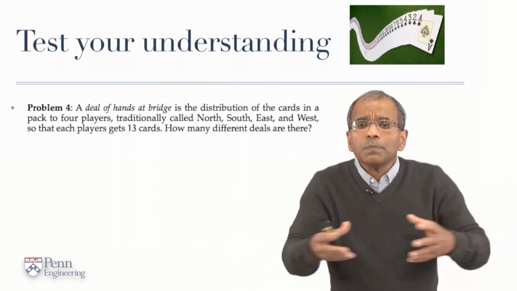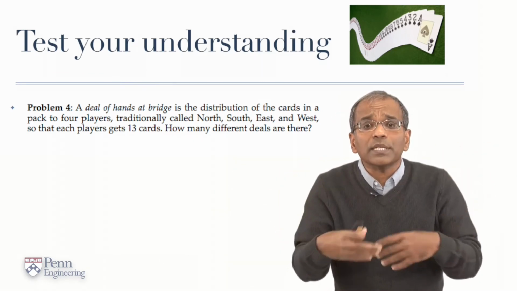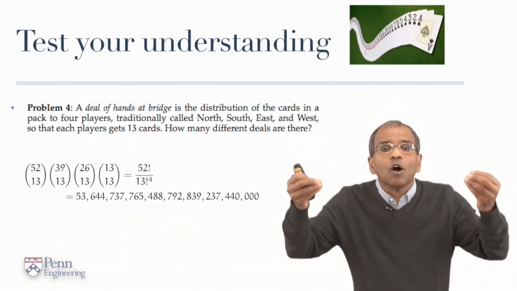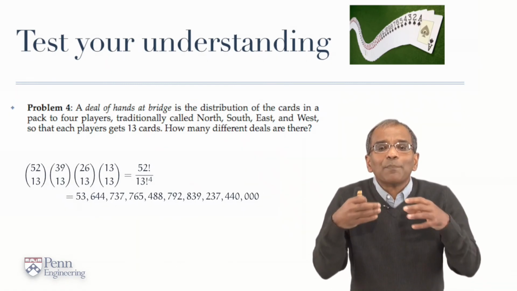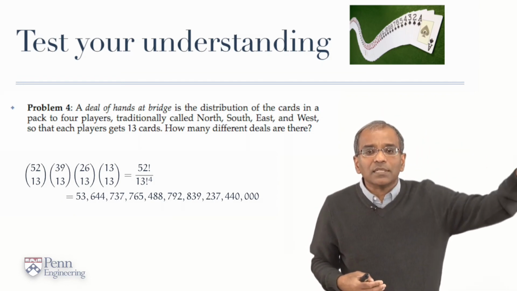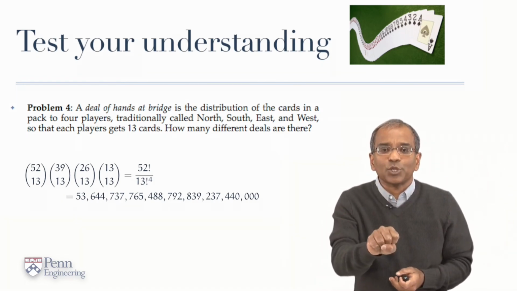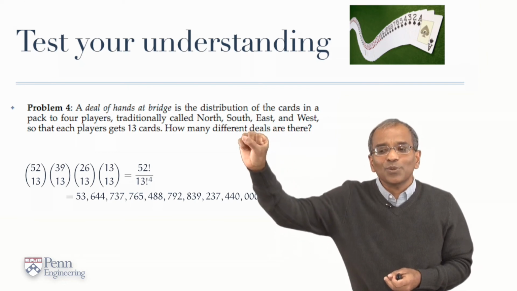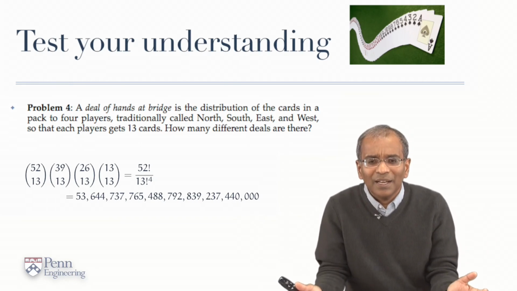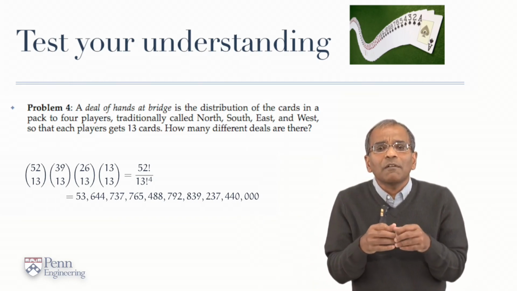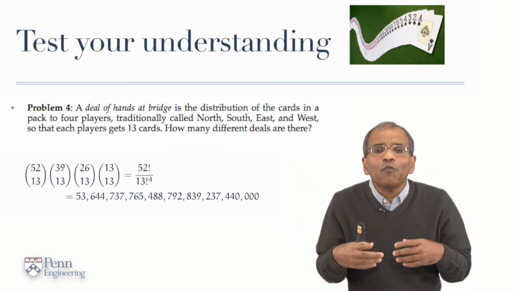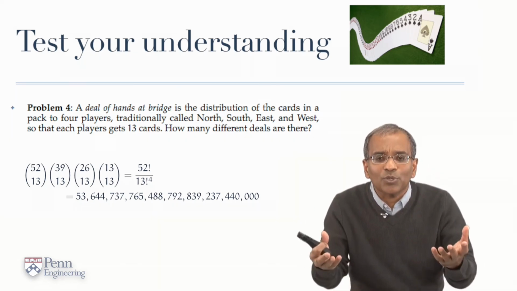Okay, multiplying the possibilities, independent possibilities multiply, we obtain the number of possible deals of hands at bridge, given by a product of binomial coefficients: 52 choose 13 times 39 choose 13 times 26 choose 13 times 13 choose 13. And this is a huge number. This number is approximately 5 times 10 to the power 28. 5 followed by 28 zeros.